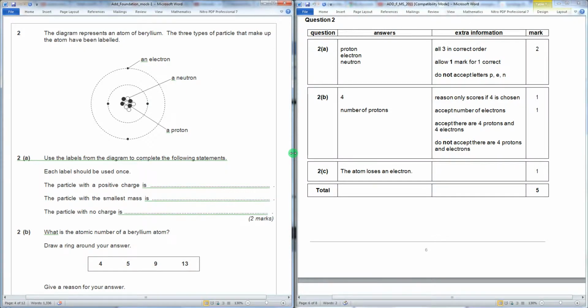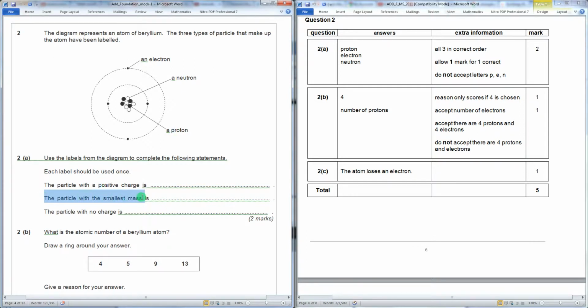Question 2 is dealing with the structure of the atom and the nucleus, and the first part asks you to look at some properties of the three particles that make up an atom. So here's our diagram of an atom. This one's beryllium, and it's asking you which particle has a positive charge. Well, that's the proton. One way to remember that is that proton starts with a P, the same as positive.